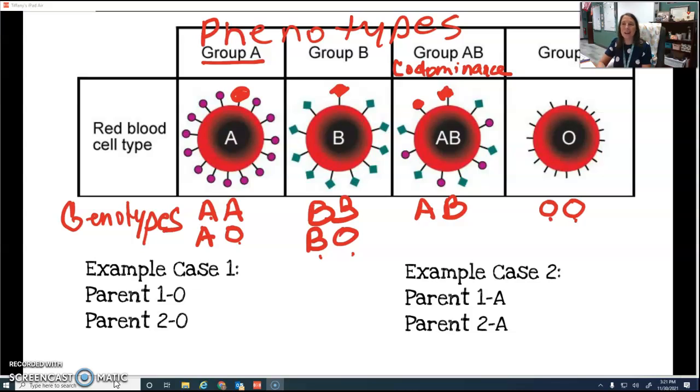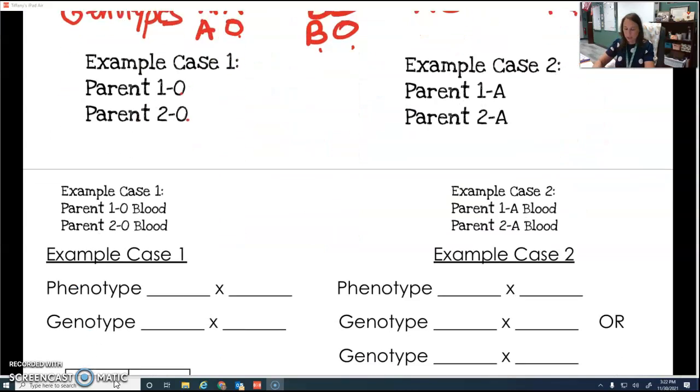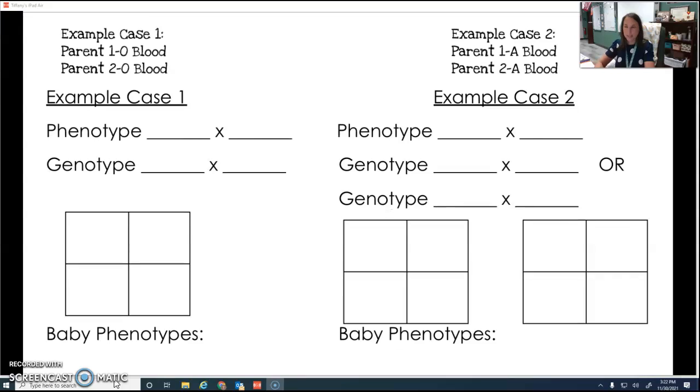Now, let's see how we can use this to figure out what possible babies could be born from different parents with different blood types. So we're going to use this example of a parent with O blood and another parent with O blood and see what could happen. So let's look at our first case, and this is similar to the cases that you are going to be doing today. So definitely follow along and see how I figure out which thing goes where because you're going to need to be able to use this.